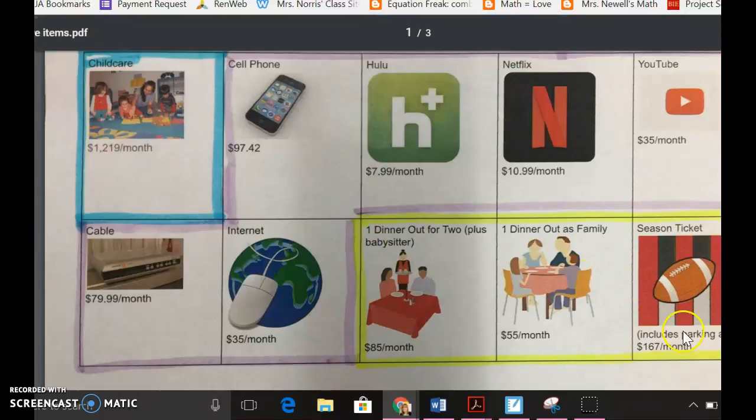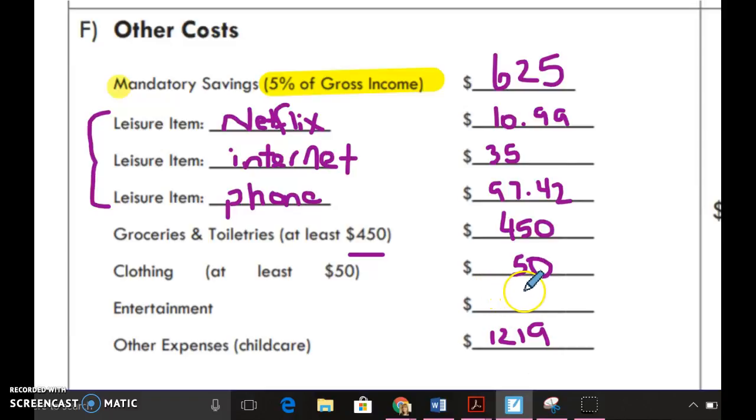Or if you want season tickets somewhere, including your parking and your food, you're going to add whichever 85, 55, or 167, whichever option suits you here. I'll say I want to be able to eat without the baby, so I'm going to pay 85. Maybe sports are important to you. You add all of these up, and that's going to be your total for other costs.